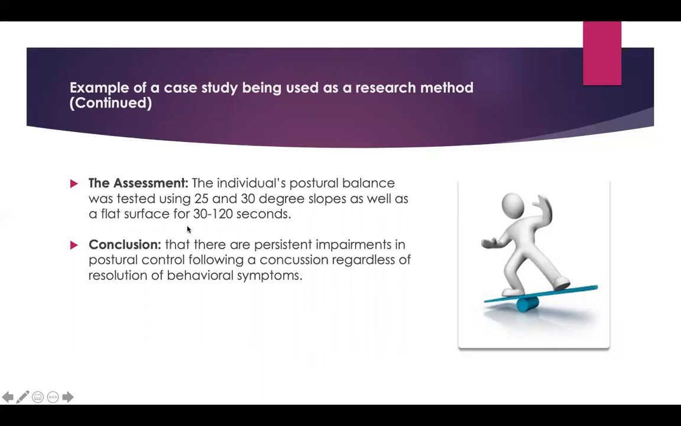So the balance assessment consisted of testing the individual's postural balance with 25 and 30-degree slopes, as well as a flat surface, during a time slot of 30 to 120 seconds. The results showed that the recovery phases of 3 to 4 weeks post-concussion was increased per degree level of the angle of the surface. So in conclusion, the study showed that there are persistent impairments in postural control following a concussion, regardless of resolution of behavioral symptoms.